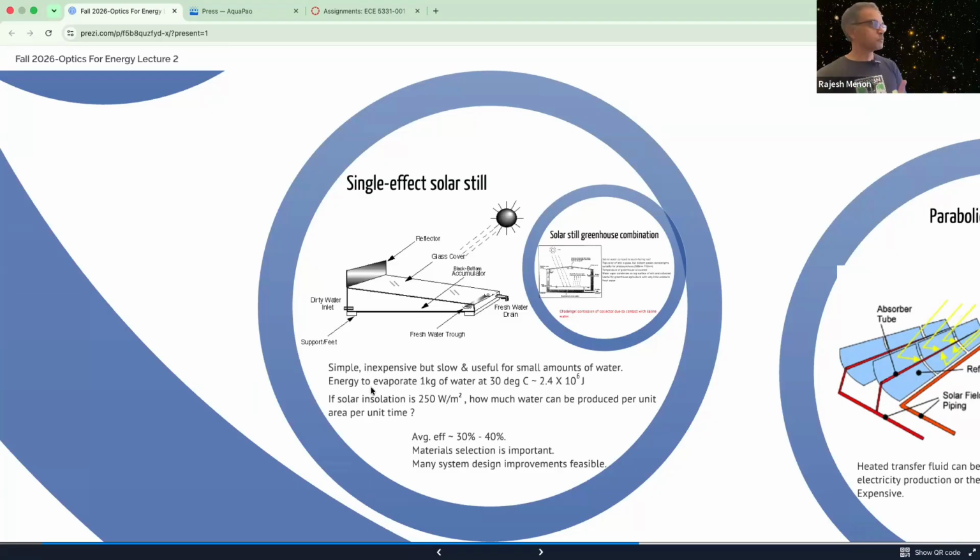The energy, and all of you on Zoom should do this too. You can take a piece of paper if you want. Energy to evaporate 1 kilogram of water at 30 degrees C is about 2.4 million joules, okay? If the solar insolation is 250 watts per meter squared, how much water can be produced per unit area per unit time? Let's ignore the efficiency for now, assume it's 100% efficient. Take about 30, 60 seconds. You can talk if you want, and then we'll go through it. The reason I want you to do this is because I want you to think in back of the envelope numbers. Okay, I'll let you do it first, and then we'll talk.